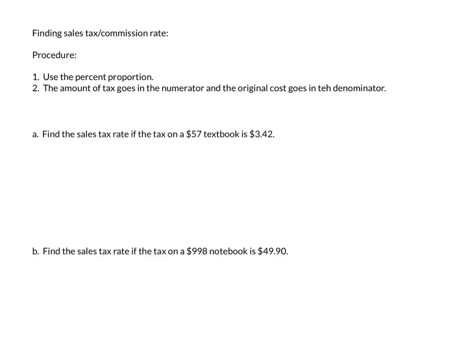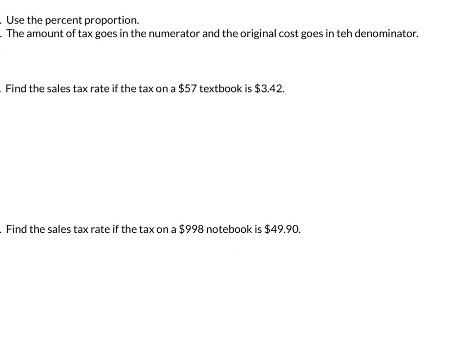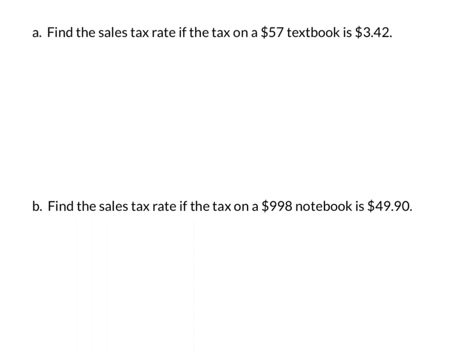Now, another thing that we can do is find a sales tax or a commission rate. Many people get paid on commission. We may know the original price of an item and the amount with the tax and want to find the tax rate. So that's what we're going to do here. We're going to use the percent proportion for this. The amount of the tax goes in the numerator and the original cost goes in the denominator. Whether you're doing sales tax or commission rate, we're going to have the same procedure.